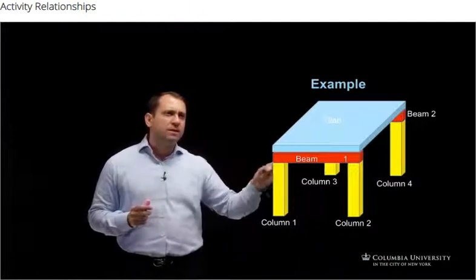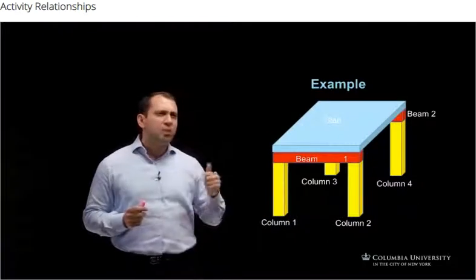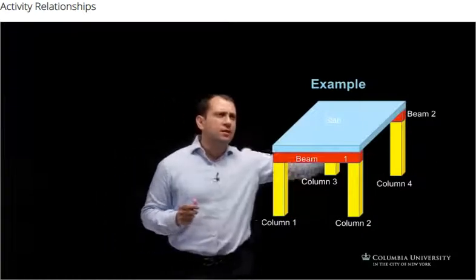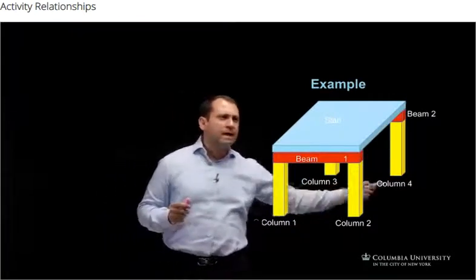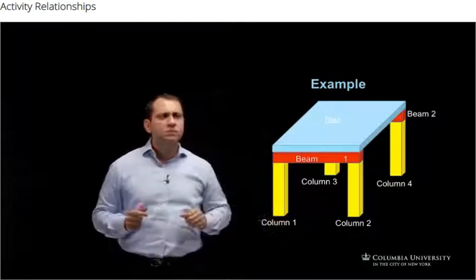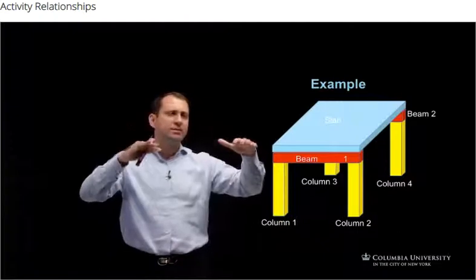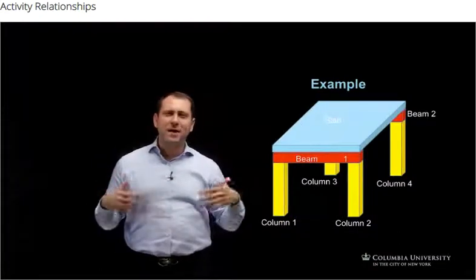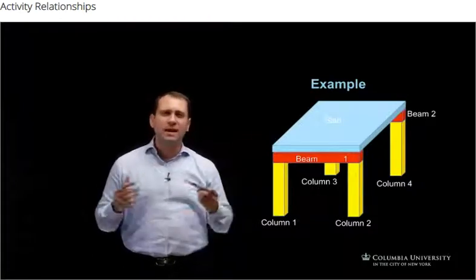Each beam sits on 2 columns. So beam number 1 sits on column 1 and 2. Beam number 2 here sits on column 3 and column 4. And on top of beam 1 and 2, we have the slab over them. So think about it as if this is a Lego game, and I give this to you and I want you to build it. What are you going to do first?